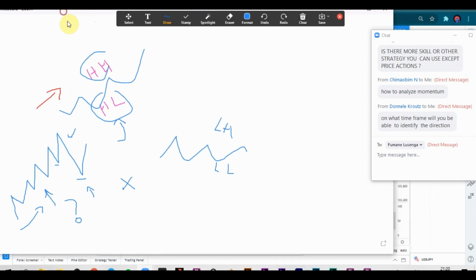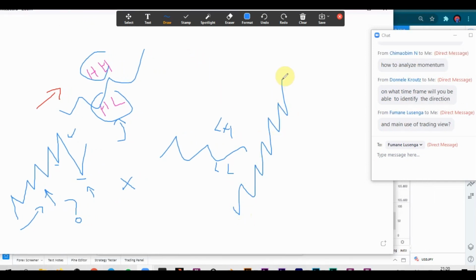What makes amateurs different from professional traders is the simple fact that professional traders will buy here, while amateurs will buy here. They will buy when they've seen that everyone has made money, everyone has been buying, and then they begin to buy. That's the only difference.